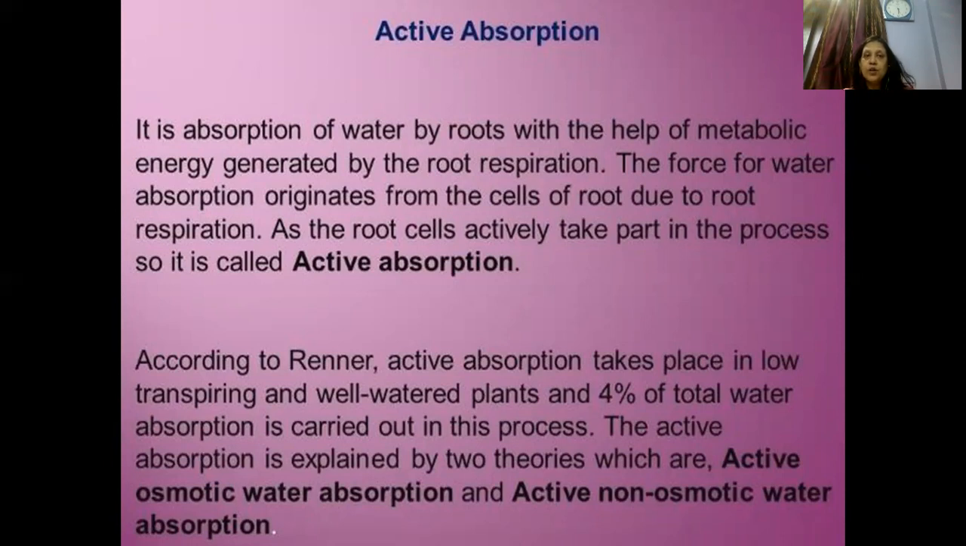So the force for water absorption originates from cells of the root due to root respiration. And what happens here? As the root actively takes part in the process, it is called active absorption. Okay. According to Renner, a scientist, active absorption takes place in low transpiring and well watered plants, and 4% of total water absorption is carried out in this process. Active absorption is explained by two theories: active osmotic water absorption and active non-osmotic water absorption.